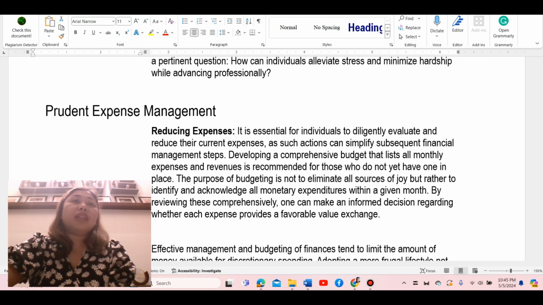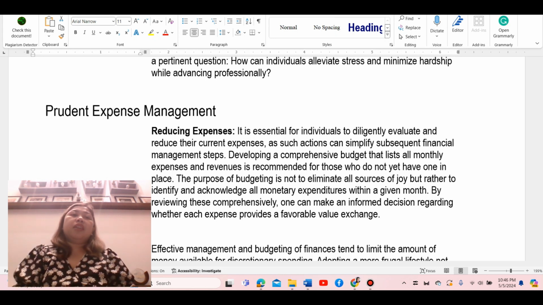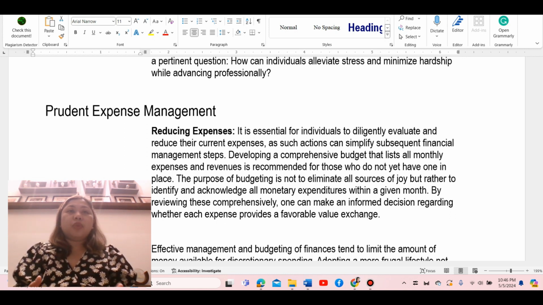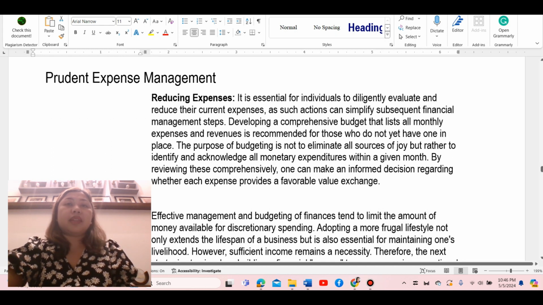One must be prudent in their expenses. So the architect who decides to go down the path of entrepreneurship should practice prudent expense management. What's this? You reduce expenses. It is essential for individuals to diligently evaluate and reduce their current expenses. Such actions can simplify subsequent financial management steps.